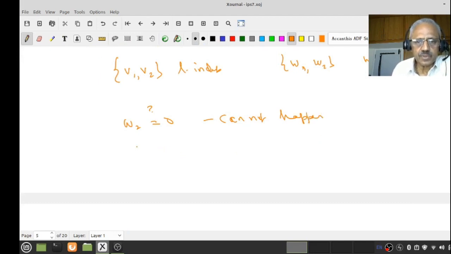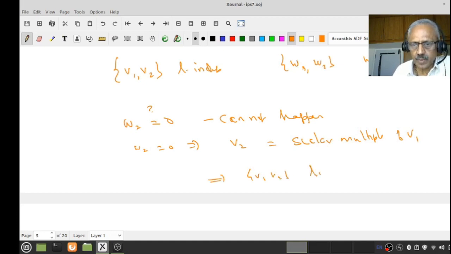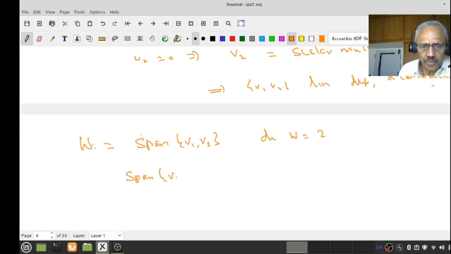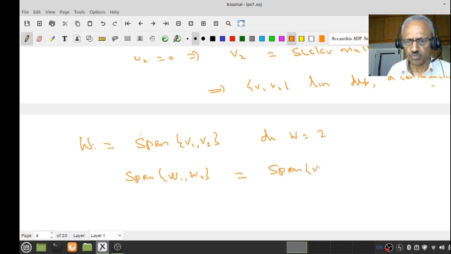Because W2 equal to 0 implies V2 is a scalar multiple of V1, therefore this implies V1, V2 are linearly dependent, a contradiction. Right? Therefore, let us look at the subspace W, which is the span of V1 and V2. The dimension of W is 2. Now let us look at the span of W1 and W2. I claim the span of W1, W2 is the same as the span of V1, V2.